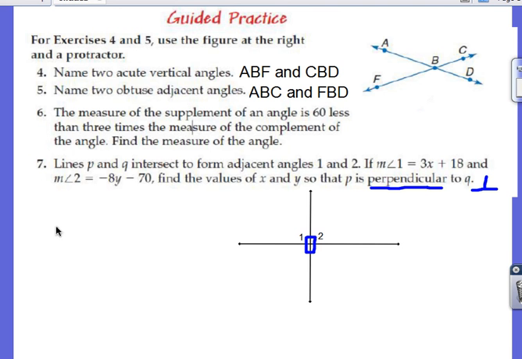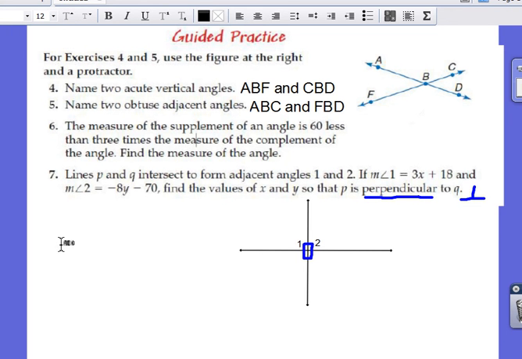Alright, so let's work with this. Let's make the font bigger again. 20 should be fine. Alright, so let's type our first equation. We know angle 1 equals 90, so let's just substitute. Instead of saying angle 1, let's say 3x plus 18, which represents angle 1, is equal to the actual measurement that represents angle 1, which is 90.